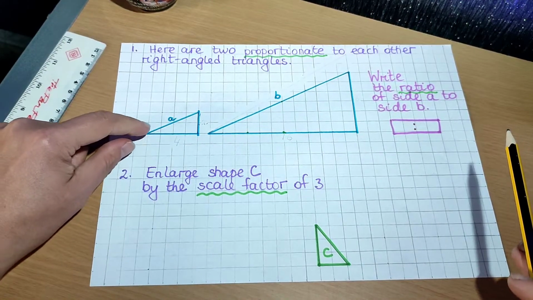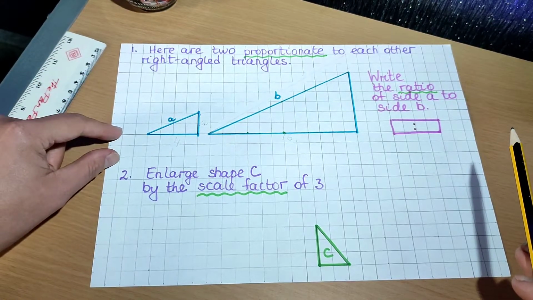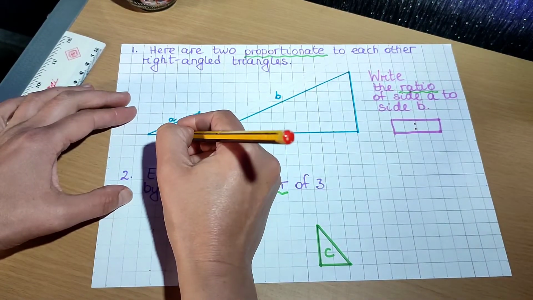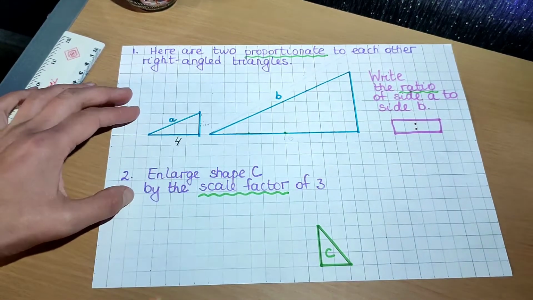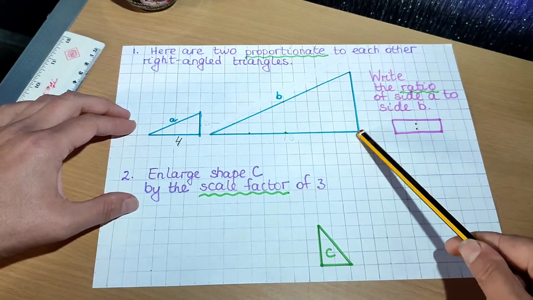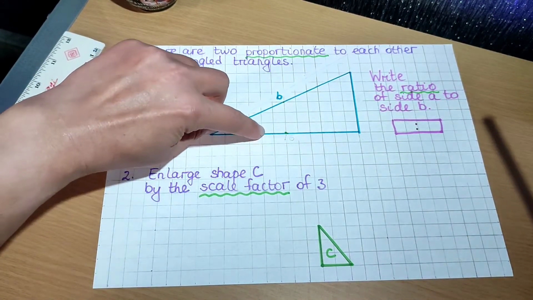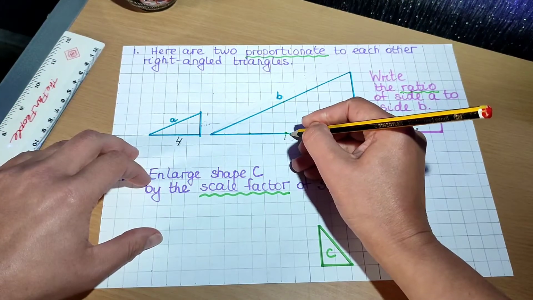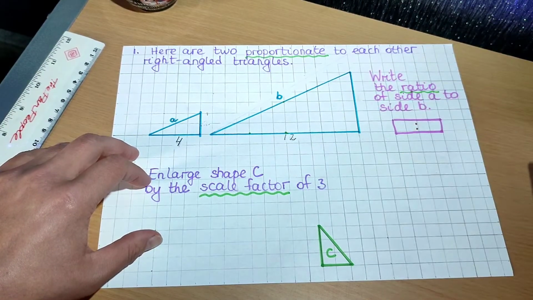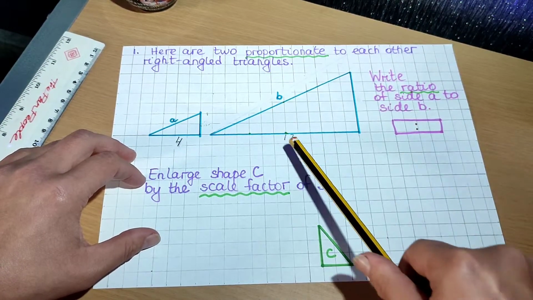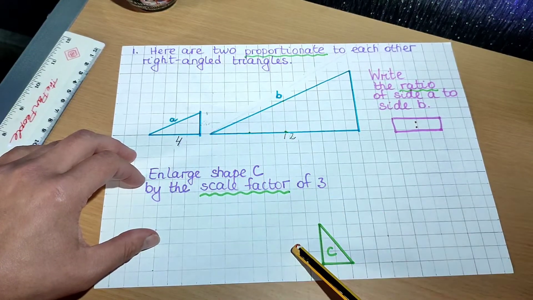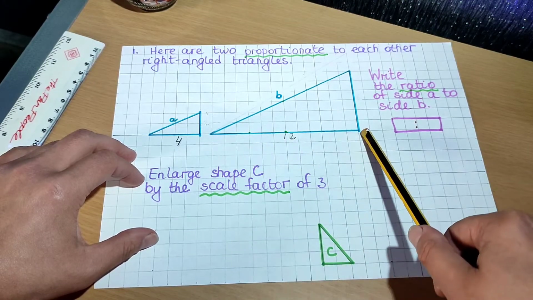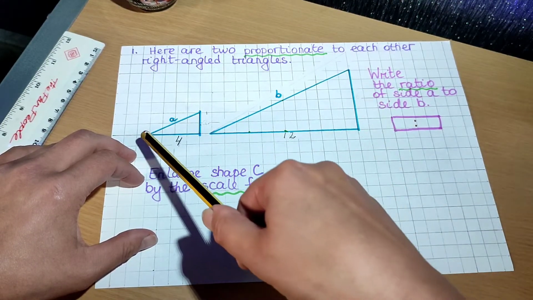Well, how long is this side first of all? Count how many squares. 1, 2, 3, 4. 4 centimeters long. Okay, now let's see how long this side is. We've got 4, 8, 12. 12 centimeters long. How many times larger is 12 than 4? 12 divided by 4 is 3. So this side is 3 times larger than this side.